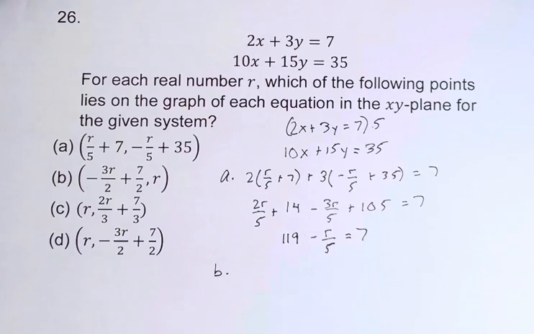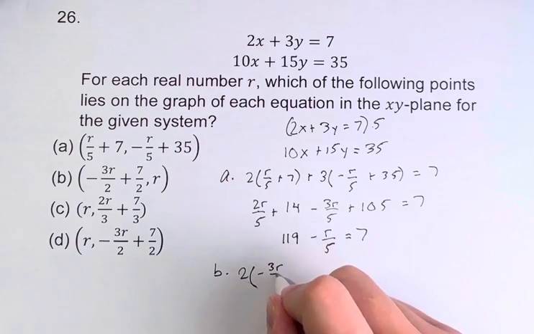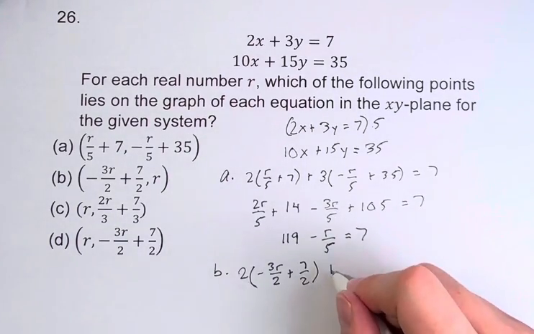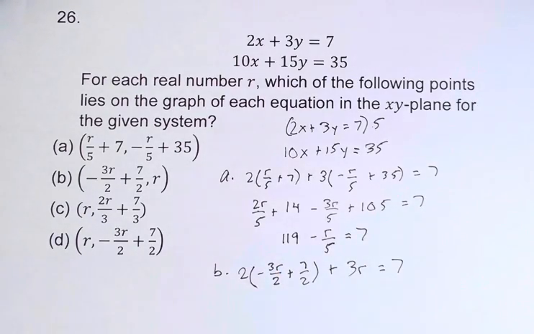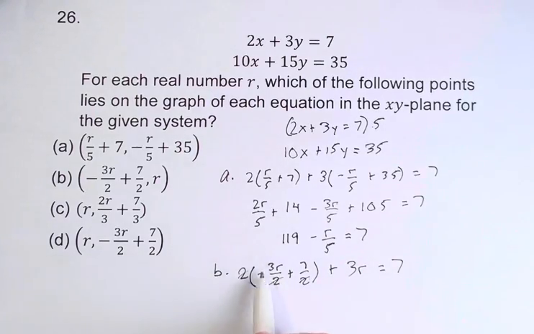For b, doing a similar thing, 2 times, plugging this in for x, negative 3r over 2 plus 7 over 2, plus 3 times y, which in this case is just r, is equal to 7. So distributing out, we notice that we have 2's in the denominator here. So these basically just all cancel out. And we're left with negative 3r plus 7.